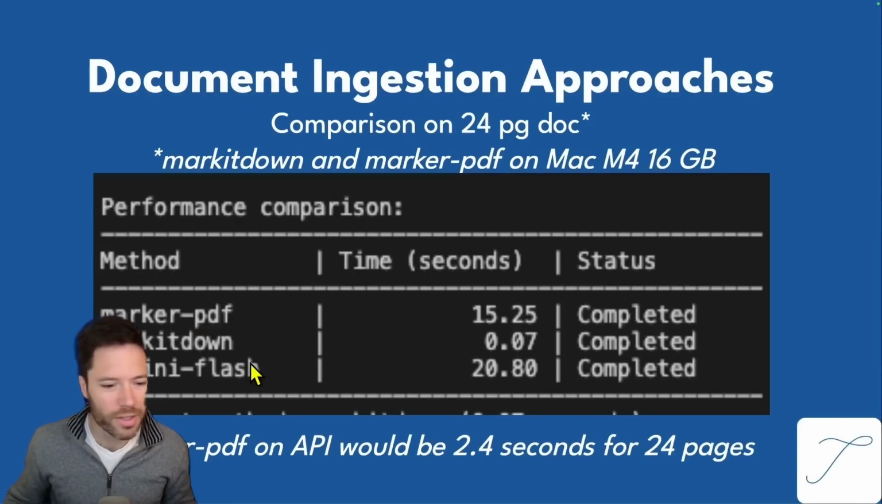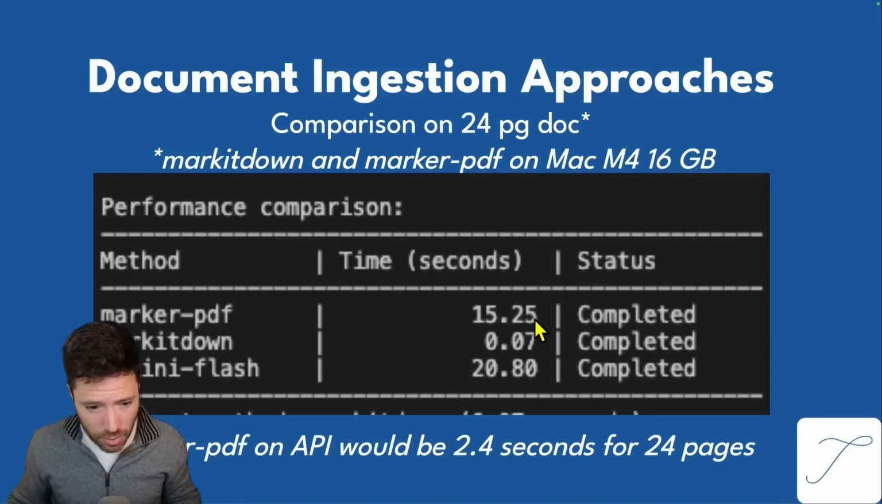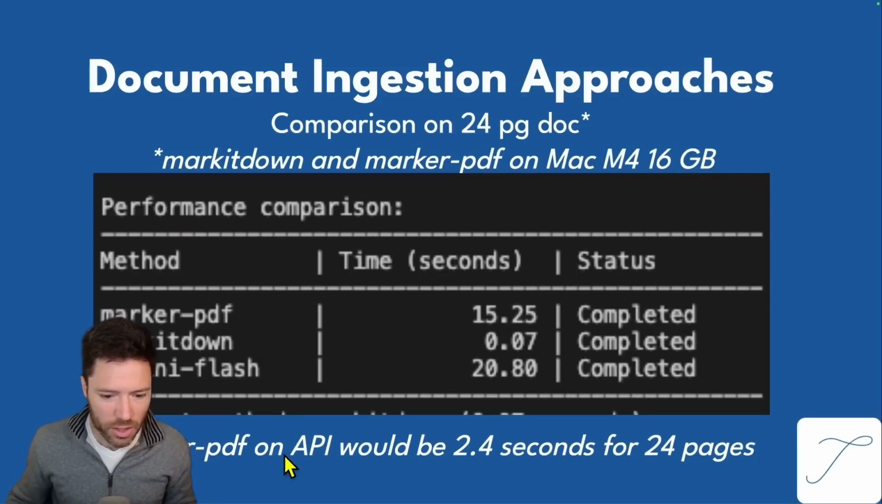Now I've summarized here. Sorry, this is very blurred. This is the same results that I showed you. Actually, Marker will be a little bit faster if you run it again because all the models will have been downloaded. As I mentioned, Marker via API, I think would be 2.4 seconds. They state 10 pages per second.